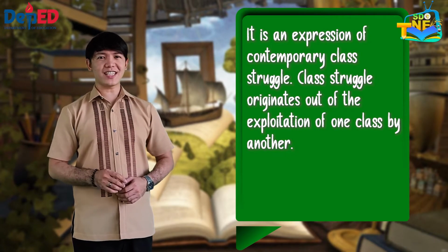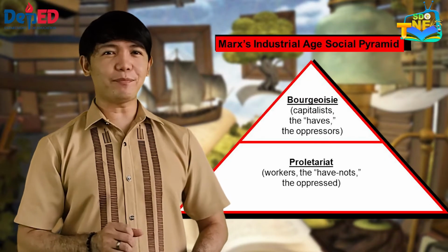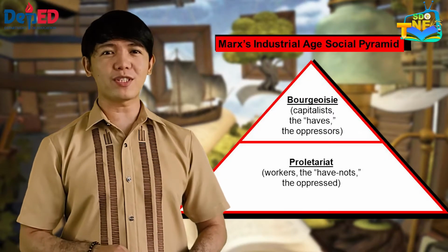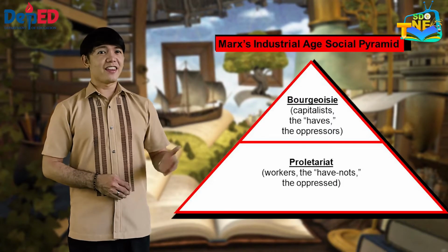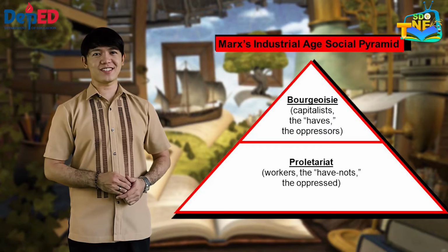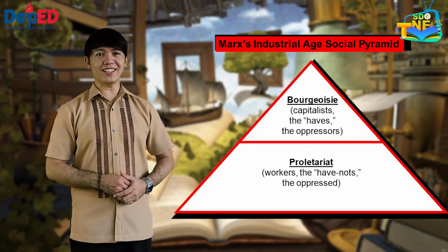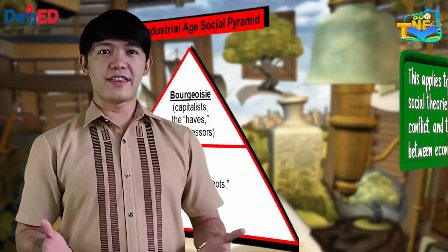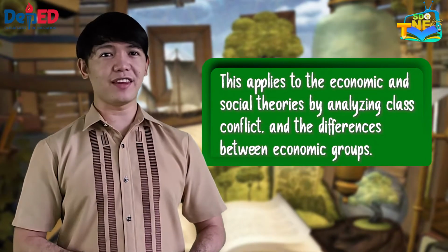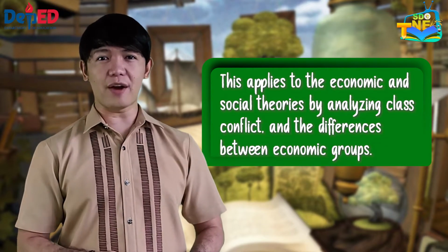Class struggle originates out of the exploitation of one class by another. According to Marxist literary theory, society progresses through the struggle between opposing forces: the capitalists or the bourgeois, they are the haves or the oppressors, and the workers or the proletariat, they are the have-nots or the oppressed. This applies to the economic and social theories by analyzing class conflict and the difference between economic groups.